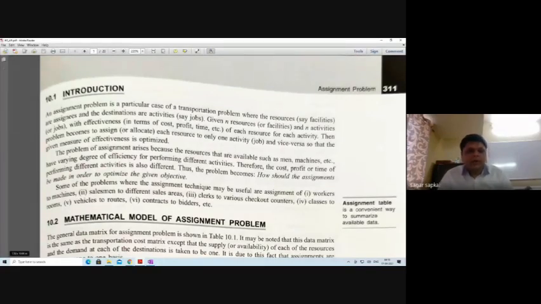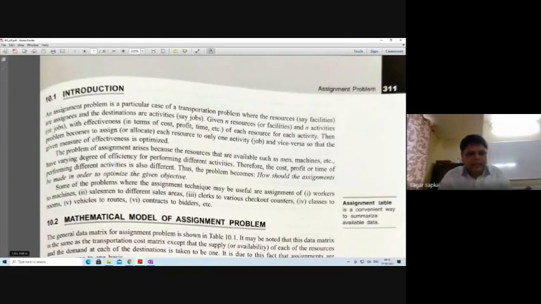Here, n number of activities are there and n number of jobs are there. N number of workers are there. Okay, so resources are n in number, destinations are also n in number. So it is a square matrix. That is one difference from the transportation problem.